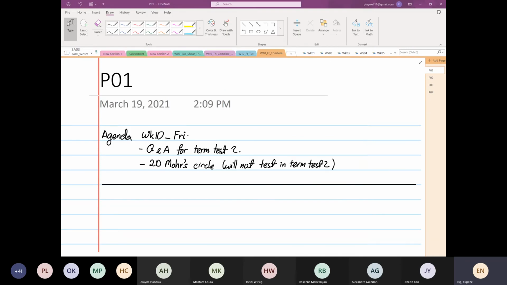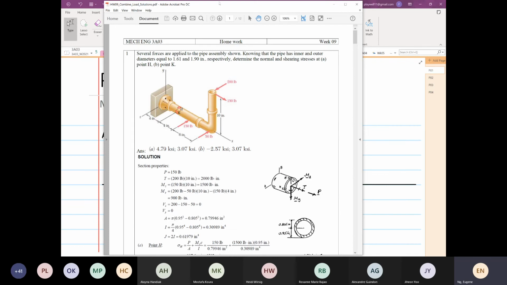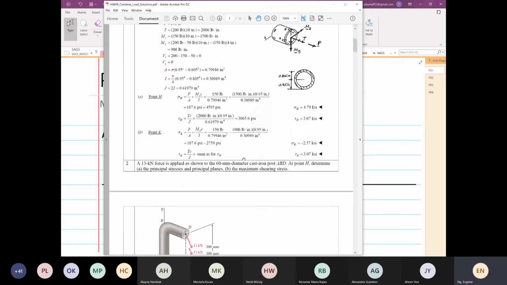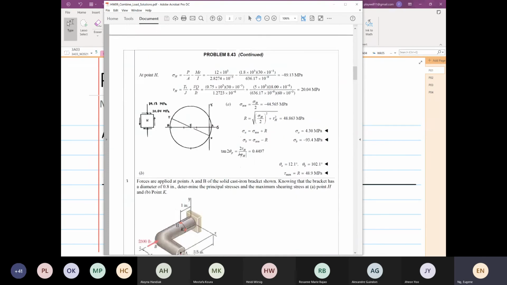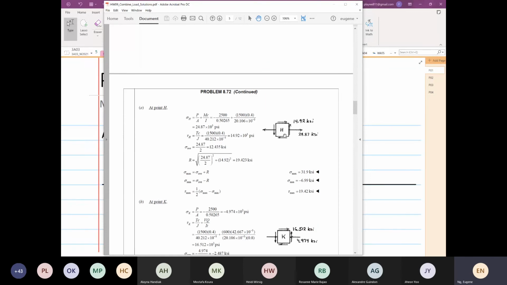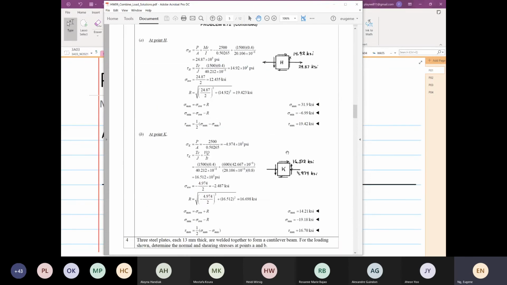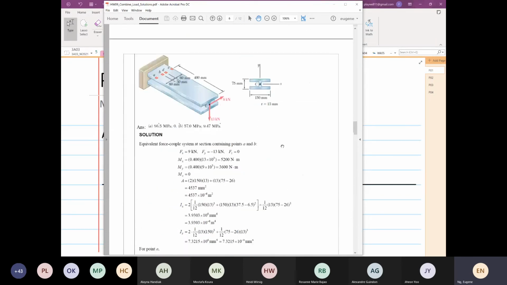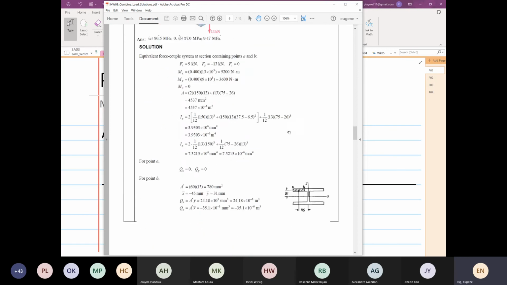I think I posted the solution. Okay, so y'all can do all these. Y'all can construct the element. But I don't expect you to draw Mohr's circle at all. So solving all this, not yet. It's just drawing the element.